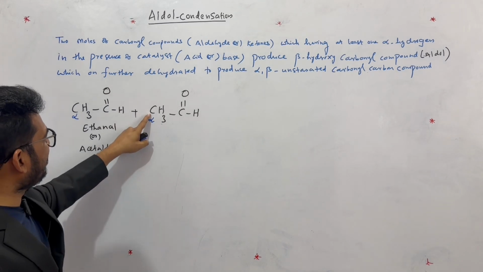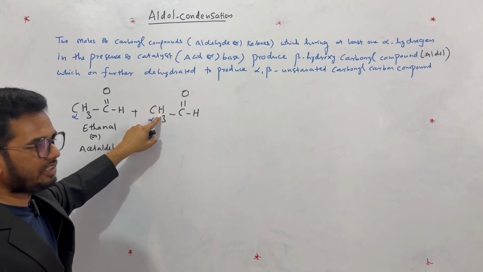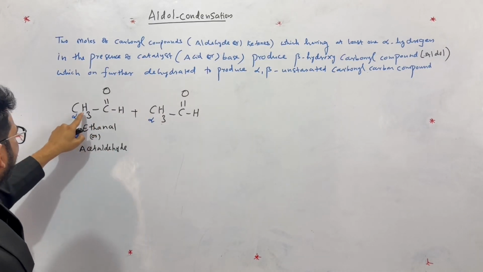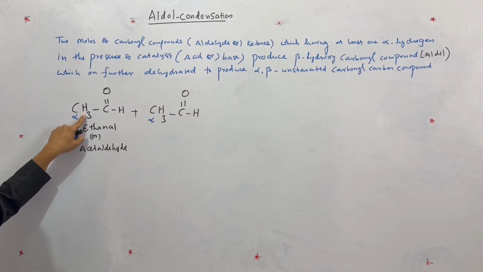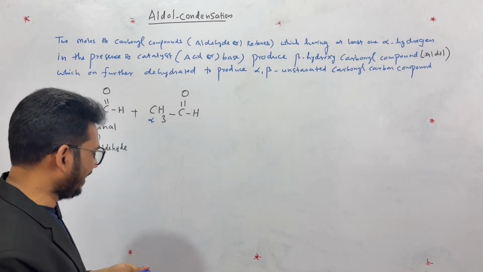On the alpha position, it should have at least one hydrogen. But here how many hydrogens are there? Three hydrogens are there, and here also three hydrogens. Does it fulfil the requirement of the aldol condensation reaction? The carbonyl compound should have at least one alpha hydrogen. This one has, and this one also has. Now see what happens next.